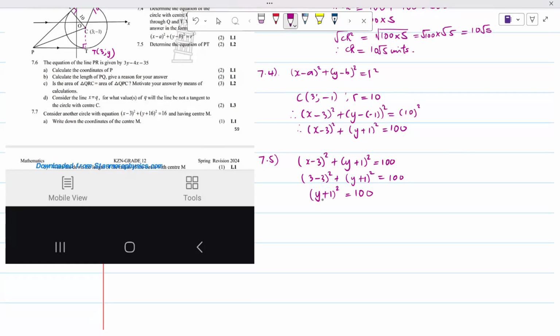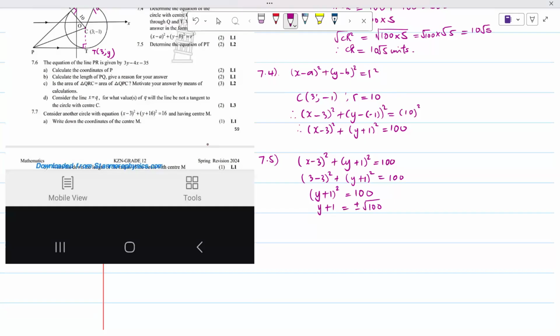Therefore, this will give me y plus 1 equals plus or minus the square root of 100. If I take square roots on both sides, this gives me y plus 1 equals plus or minus 10.